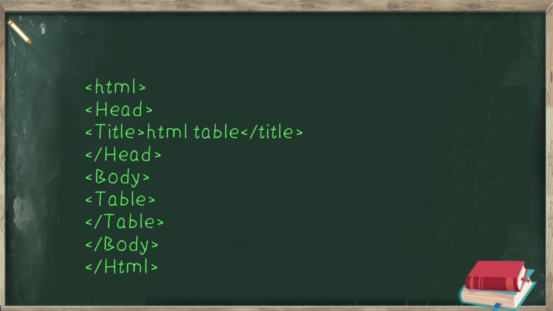Next, see how to insert a table in the HTML program. I have shown it here with a sample program. A sample program is a structure that will be given, children. See, HTML is the root element, and then we give a head. Within the head we have a title, and then the body starts. I have opened the table tag and closed the table tag, and we should close the body tag and then close the HTML tag. Clear, children?